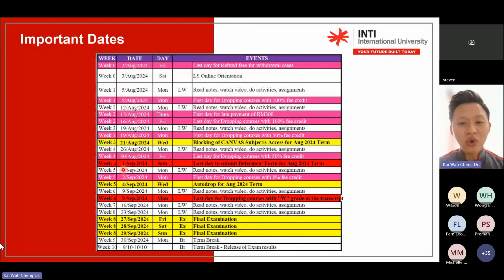This row in the sharp red color is very important. 1st of September, week 4, this is the last day for you to submit the deferment form for August 2024 term. But of course, we do not encourage you to defer or withdraw, because this process will prolong your study duration. So we encourage you to just follow the flow.